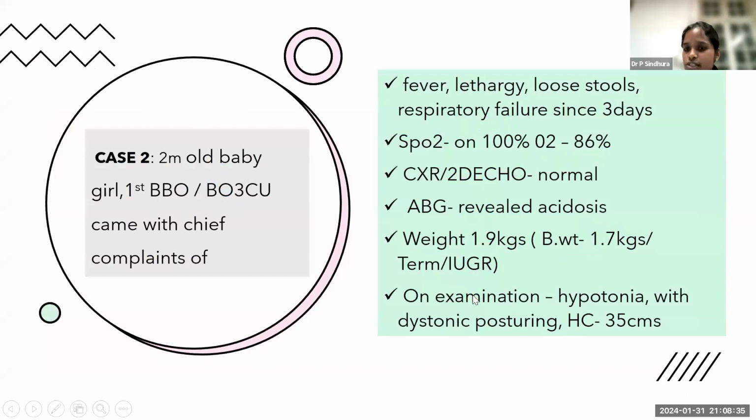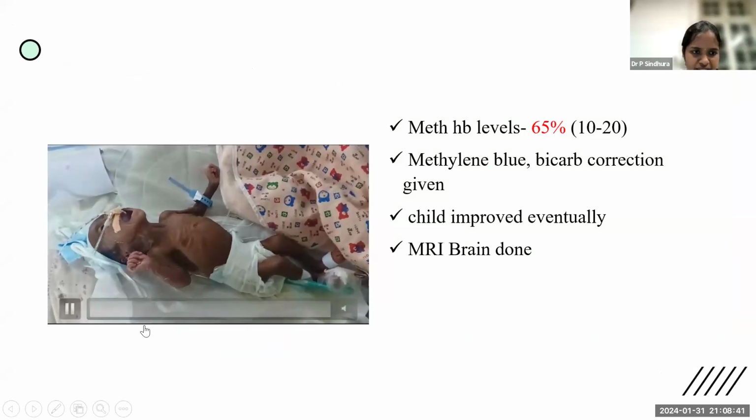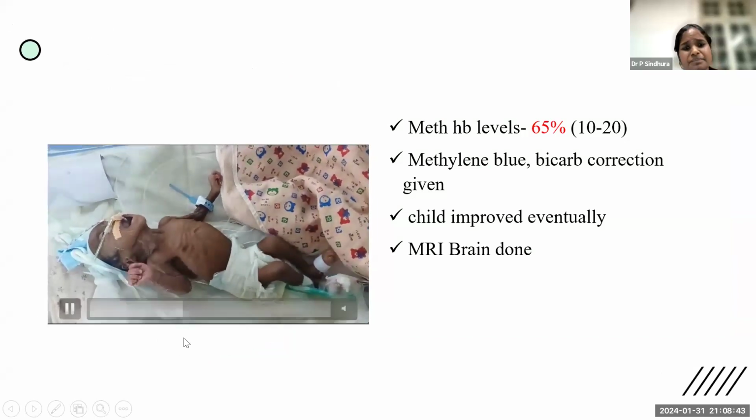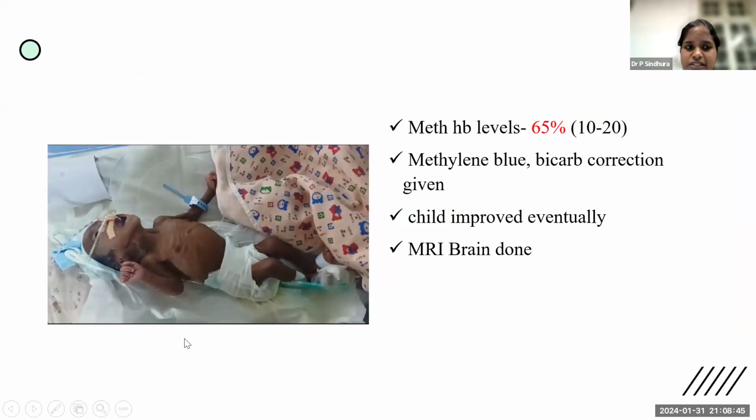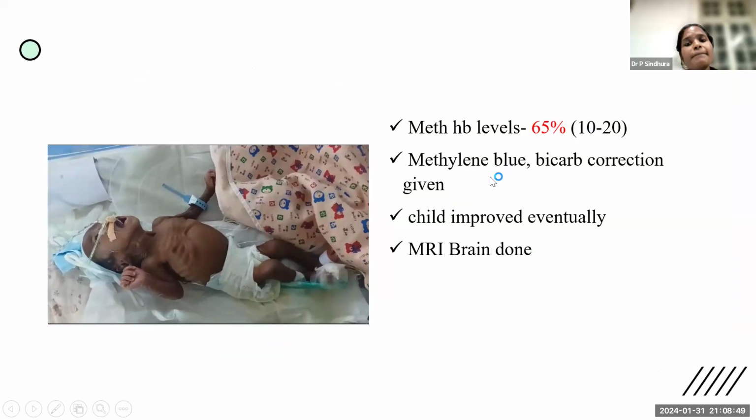On examination, the child also had hypotonia with dystonic posturing and microcephaly. This was the video where you can see significant dystonia present with retrocollis. Methemoglobin levels at that point were also significantly high, 65%. Methylene blue was given, bicarb correction was given, and the child improved eventually.